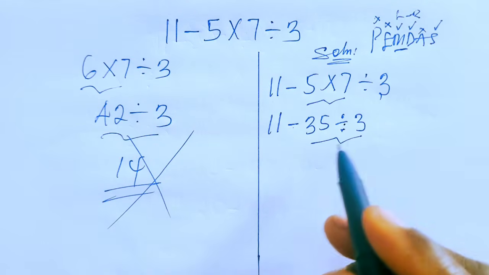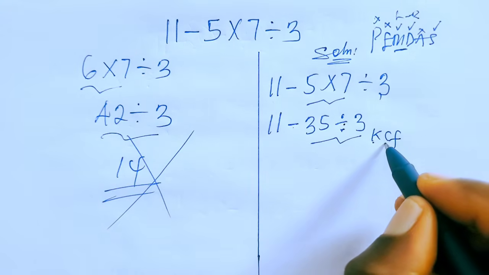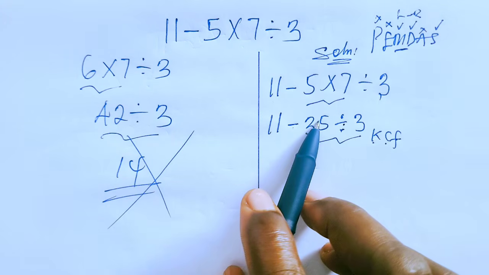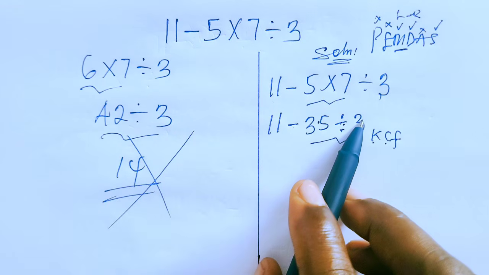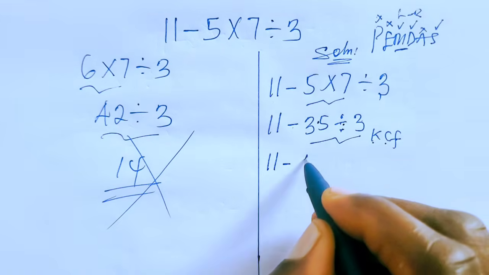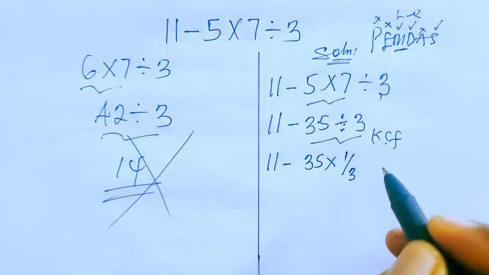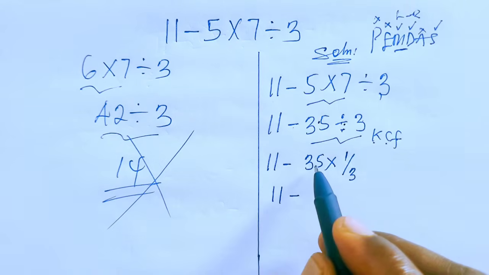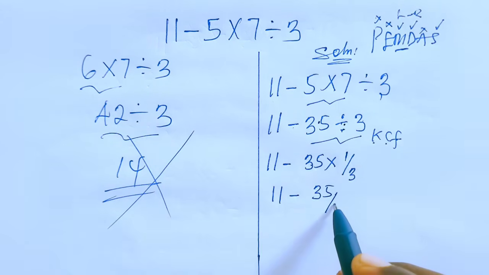Here we are going to apply KCF. K means keep, C means change, and F means flip. This simply implies that we keep the first term, which is 35, then we change the division sign to multiplication and we flip 3. The expression becomes 11 minus 35 multiplied by 1 all over 3. If we simplify this further, we have 11 minus 35 times 1, that will give us 35, then all over 3.